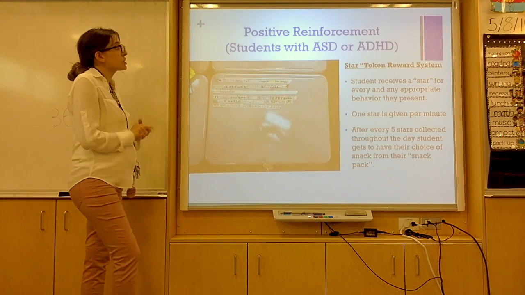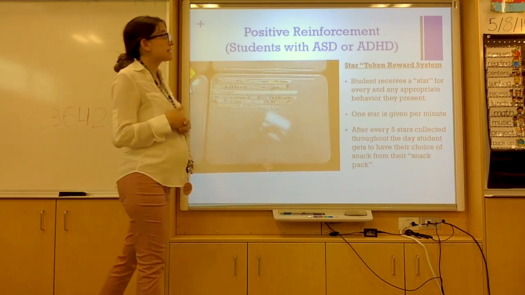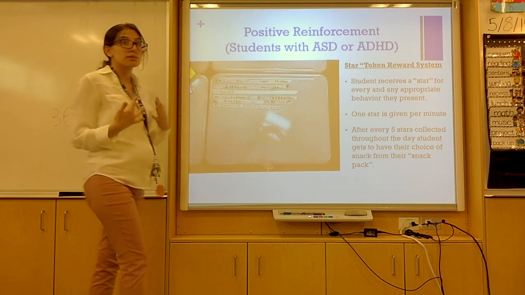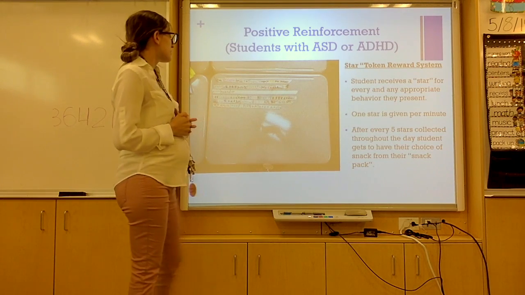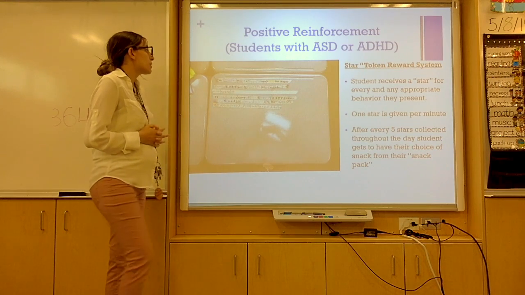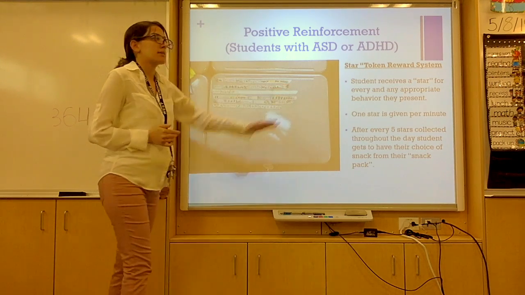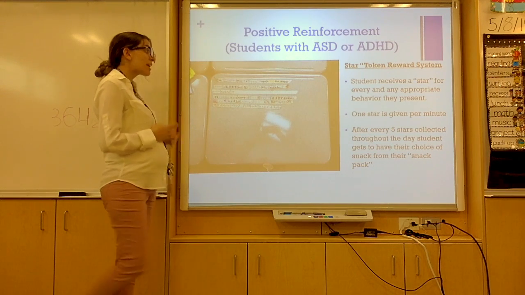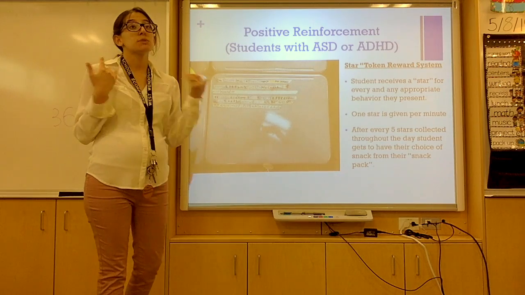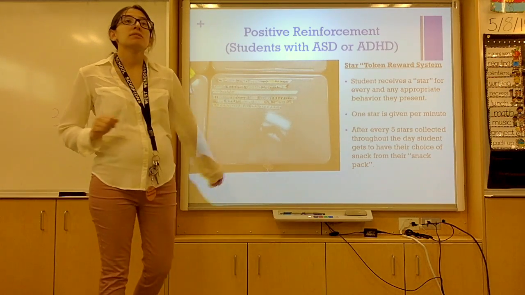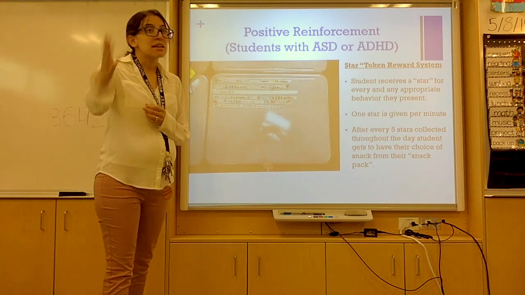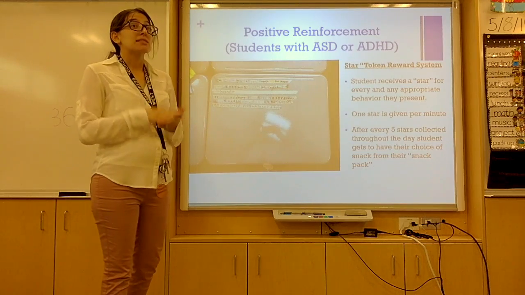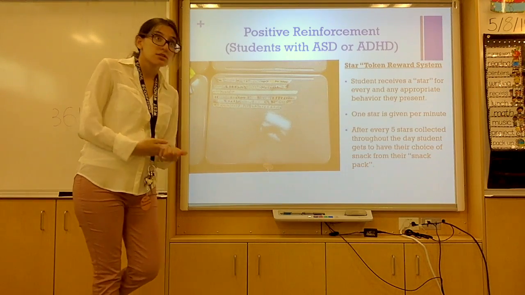So positive reinforcement that I've used with students with ASD or ADHD, and my specific student, is a star token reward system. Now we implemented this in the middle of the year, I believe, and we used it with masking tape on his desk. So basically the student receives a star for every and any appropriate behavior that is presented to him. So if he picks up a pencil from the floor, if he says thank you, if he pushes in his chair, all of that is praise and it deserves a star.